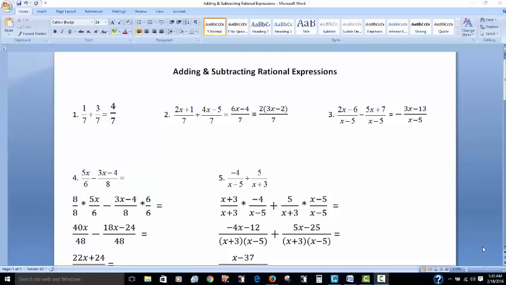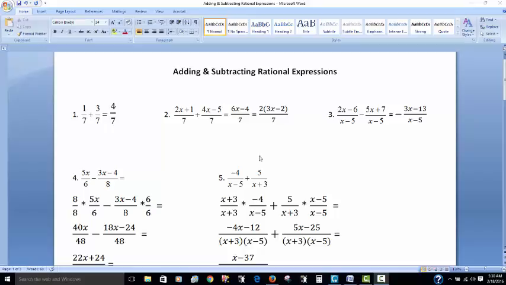And this time we're going to talk about adding and subtracting rational expressions. As you should know, a rational expression is simply a fraction that has polynomials in it. So what I'm going to do in this video is just show you how you should add and subtract these rational expressions. I'm going to start out with some easy examples, then I'll go to some more complicated ones.